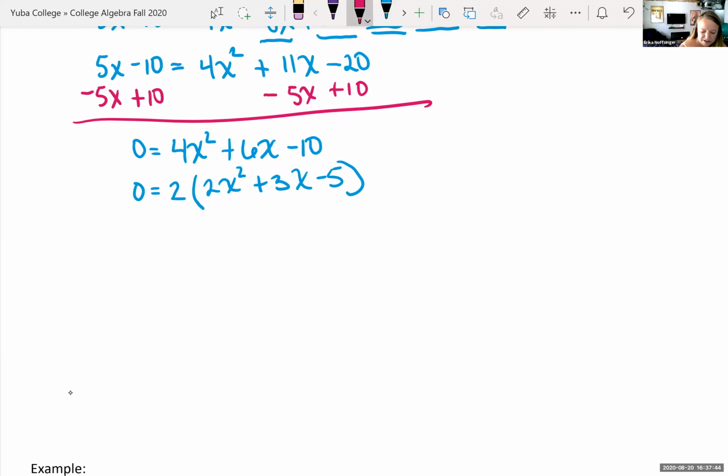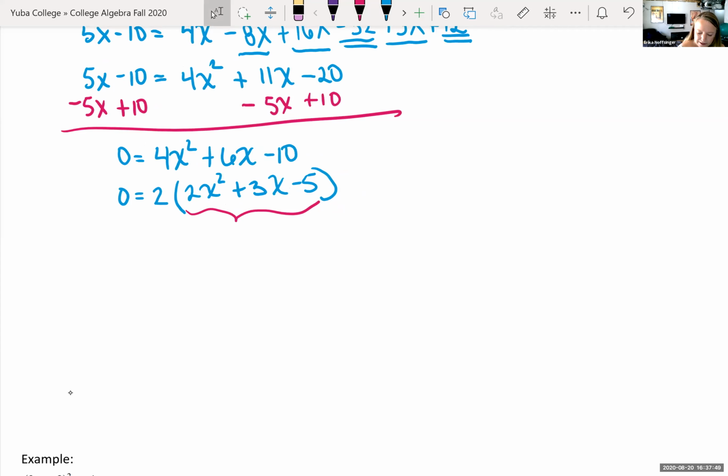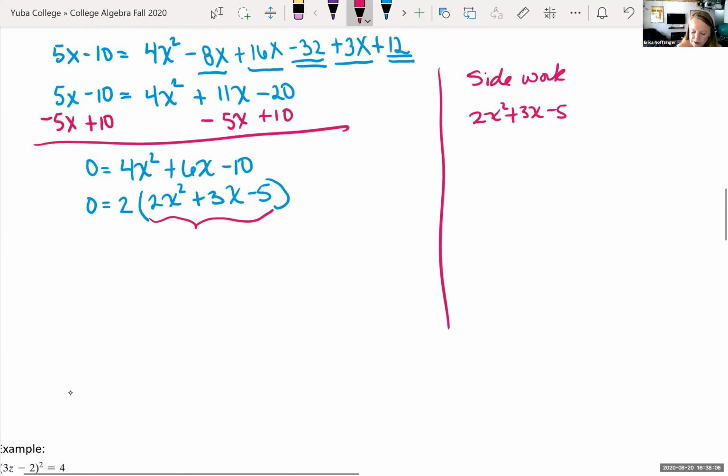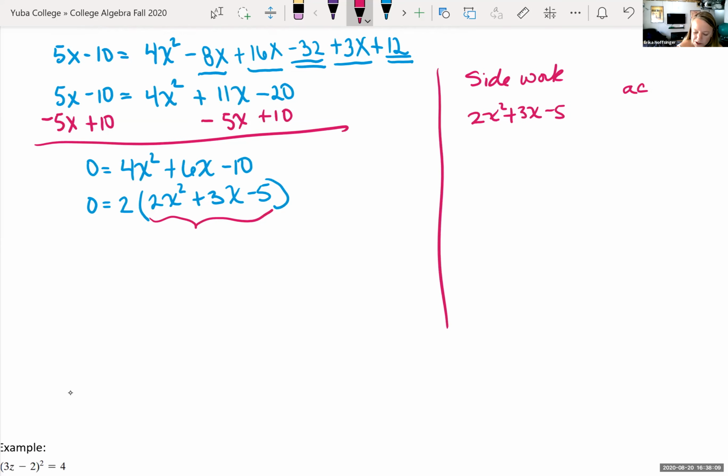Okay, so I want to factor this. I'm going to do some side work because I noticed that this has a coefficient of not 1 in front of my x squared term. So let's look at 2x squared plus 3x minus 5. So again, I would use my AC method. So I would look at what is my coefficient in front of the x squared term, which is 2. Multiply it by my constant. Make sure you carry the sign, negative 5. So if I multiply those two numbers together, I get negative 10.